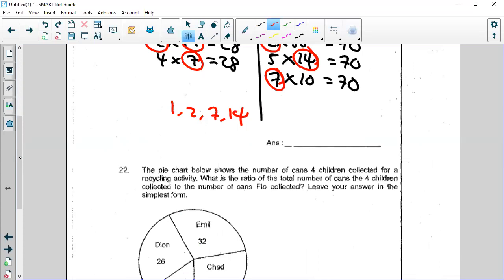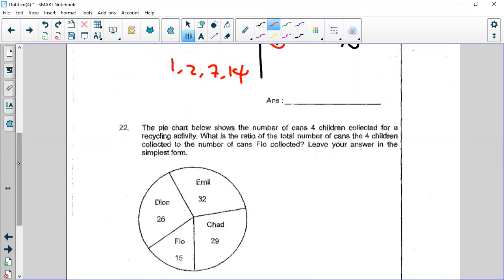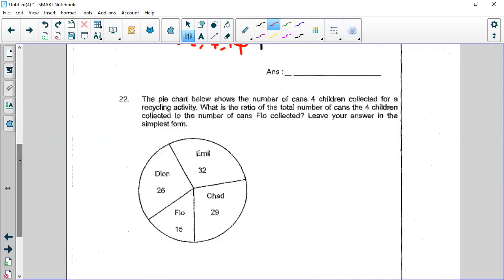Okay, the next one is the pie chart. Now this pie chart is quite simple, very easy. What is the ratio of the total cans? You just have to add all the numbers together. So what is the total? You have 26 plus 32 plus 15 plus 29. The total is 102. And you want to find the ratio of the total to the cans flour collected.